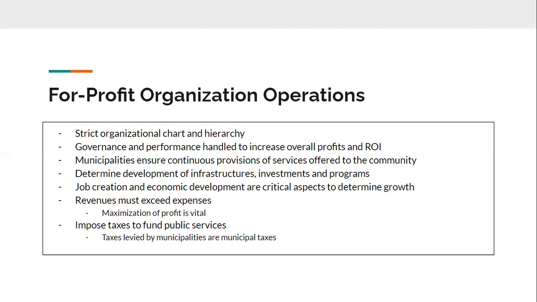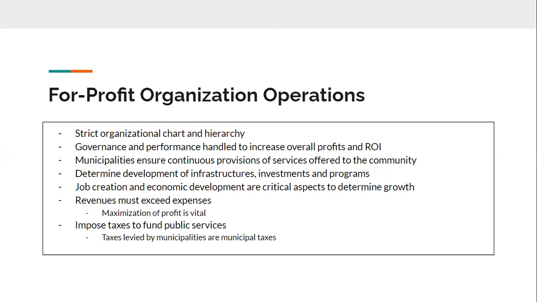Specific to this presentation, we are analyzing operations within a local municipal government. So that's like the city of Kelowna, for example. And we've looked into the overall structure and the use of the resources. So the municipalities ensure continued provisions of services in the community and determine the development of infrastructures, investments, and programs. Municipalities specifically ensure a balanced budget, and by doing so, they impose taxes to fund these public services.